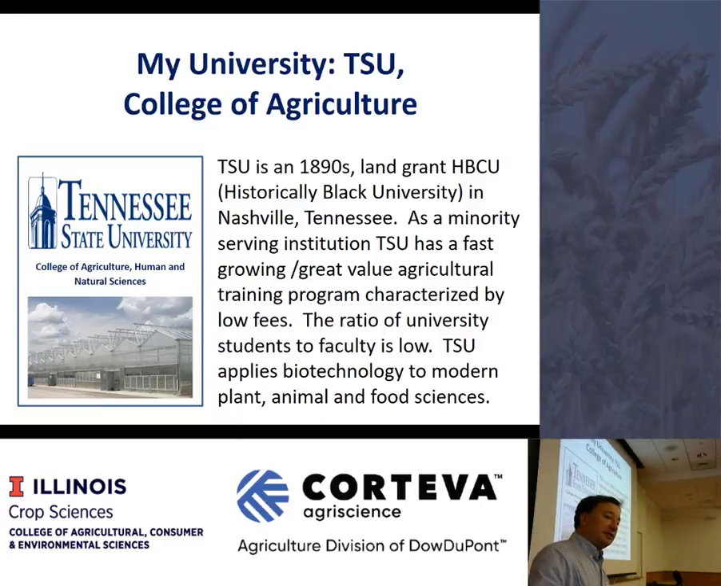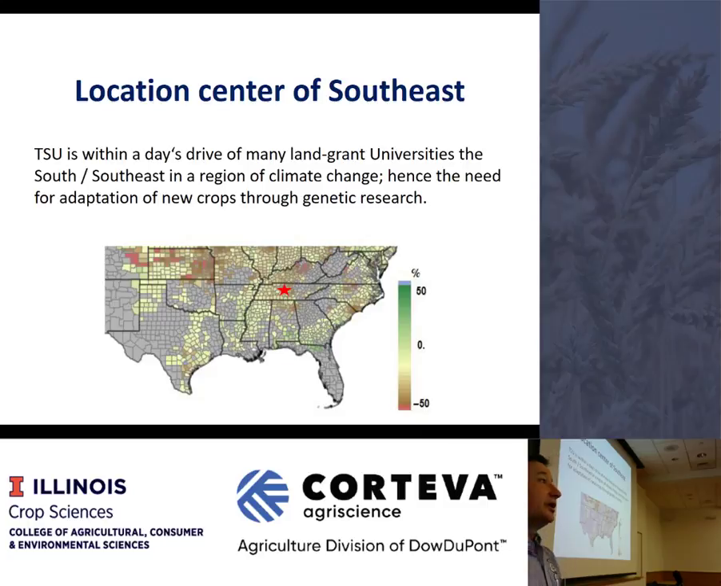My college is a college of agriculture. It's in a 1890s land grant, so it's a historically black university in Nashville, Tennessee. And as an MSI, we have some resources for plant science and animal science, but with a focus on biotechnology as a job-creating area of studies. That biotechnology is in plant, animal, and food sciences. So we're interested in things like new crops, like grain amaranths.